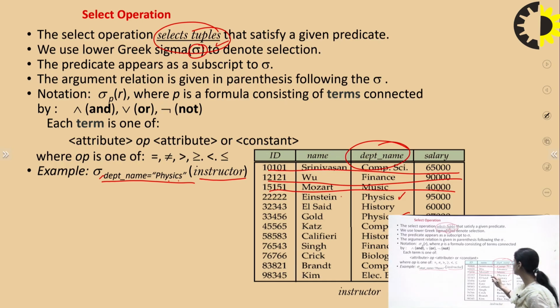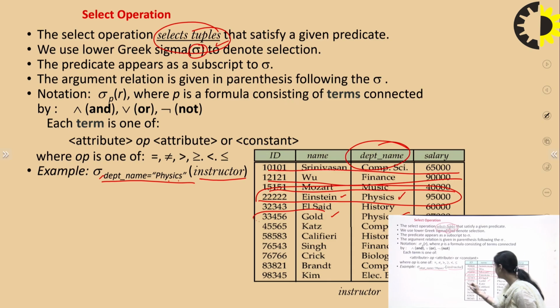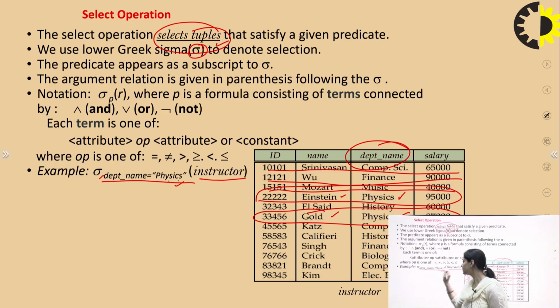The first one is with the name Einstein and the other one is with the name Gold. So only these two records, this one and this one, will satisfy this predicate and will give you the result. So whatever condition, whatever predicate we want to give into this query always appears in the subscript.